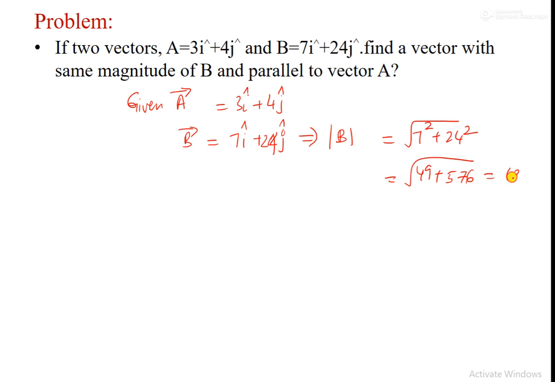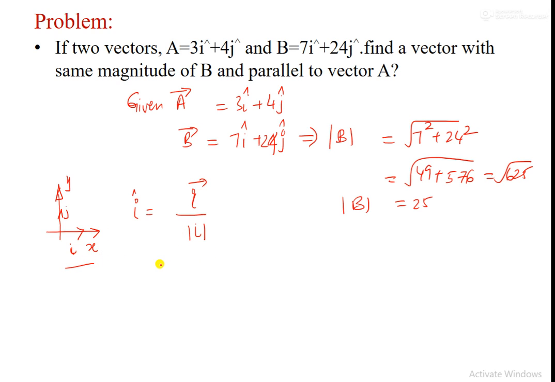So it is root 625, which is equal to 25. So the magnitude of B will be 25. Now we have to find a vector which is parallel to A. Generally, parallel means, see, this is a coordinate axis, and the i vector will be parallel to the x axis. Similarly, the j vector will be parallel to the y axis. So if you want to find the i vector, it is equivalent to its own vector in the direction of i divided by the modulus of i. This is how we find it. So this vector is parallel in the direction of the x axis.